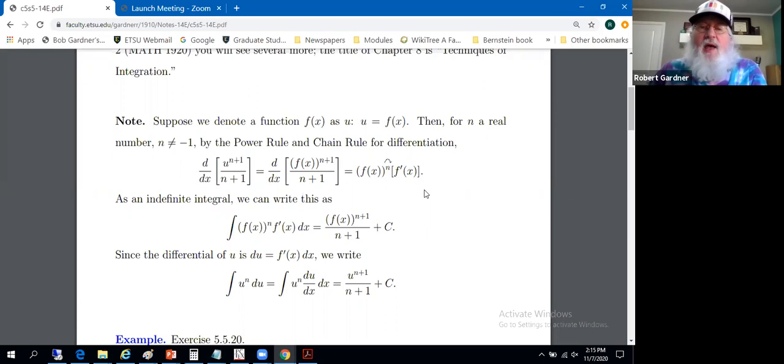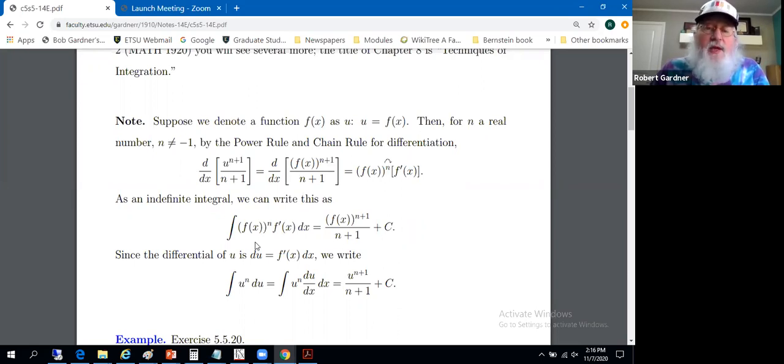So whenever we have a differentiation formula, which we have here, concentrate on the second two, I can write it backwards and get an anti-differentiation formula, or, respecting the notation, an indefinite integral. So the derivative of the stuff in square brackets is this. So the indefinite integral of f of x to the n, f prime of x, must be the stuff in the square brackets plus an arbitrary constant.